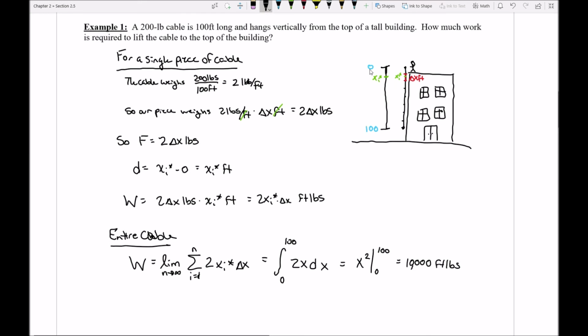Again, it wouldn't have mattered if I had switched around these blue values, and in my notes I do show what it would look like if I started with 100 on top and 0 on the bottom. I'm never going to care how you label your picture, and regardless of how you label it, you should always end up with the exact same answer that I did.